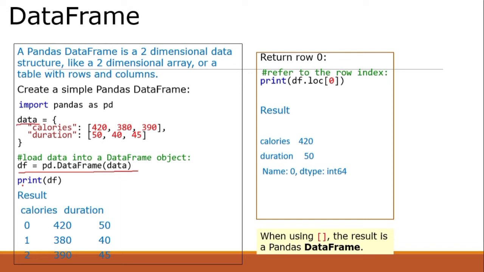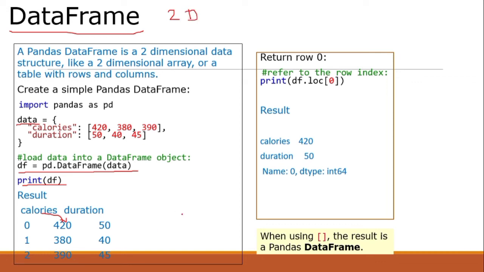If you ask it to print df, then the result will be: these are calories, this is duration. Okay. So calories will come up on top, because these are the values of the calories array, and these are the values of duration, along with the index 0, 1, 2. This will be displayed. So this is your two-dimensional data frame.